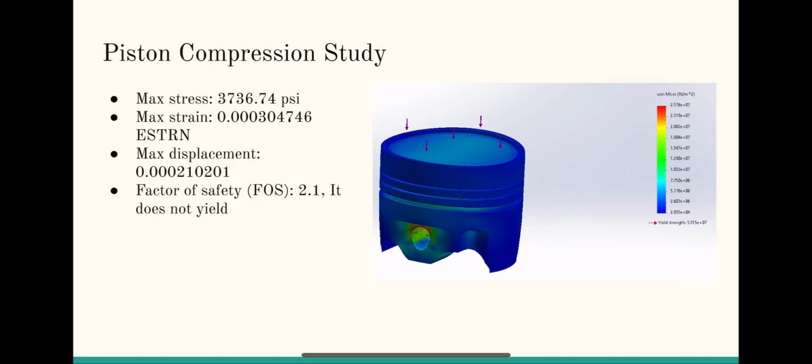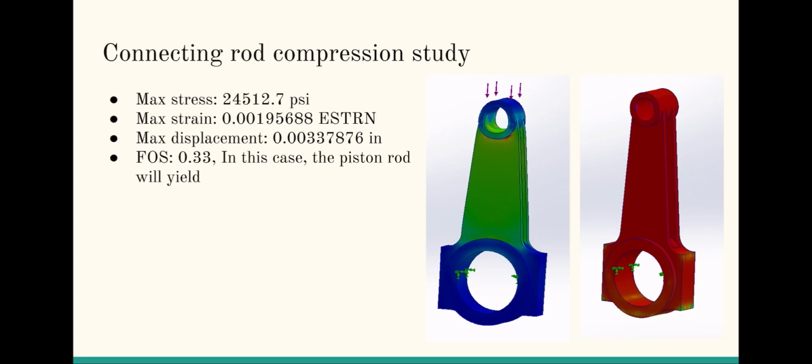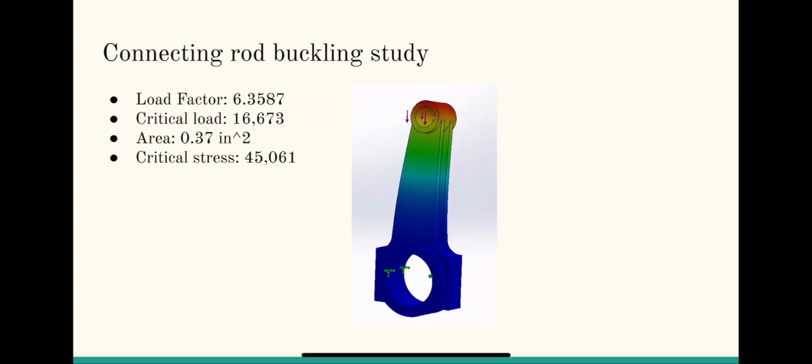The piston compression study, the max stress, max strain, and max displacement is shown. The factor of safety is 2.1 and it does not yield. For the connecting rod compression study, max stress, max strain, and max displacement are shown, and the factor of safety is 0.33. In this case, the piston rod will yield.